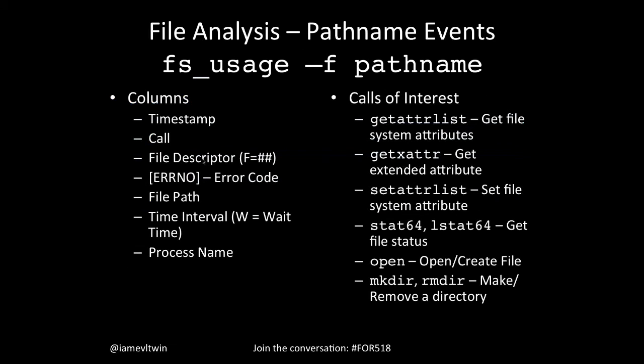So an example of that. Path name, so information relating to these file system paths. Some calls of interest: gets and sets are always going to be pretty useful, so it's getting an attribute list or setting an attribute list. Open is very useful, of course, because it makes open files or creates new files. Mkdir and rmdir: is it removing directories? Is it making directories? That could be of interest to you forensically.